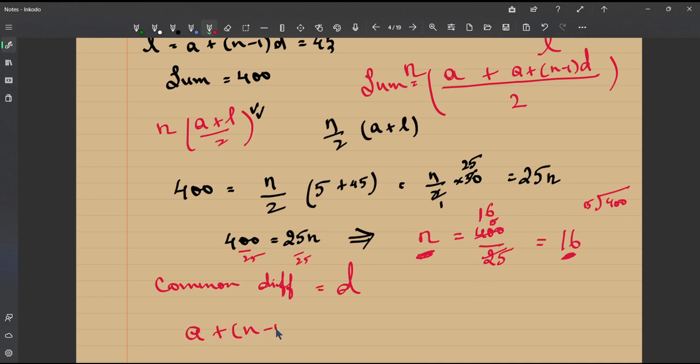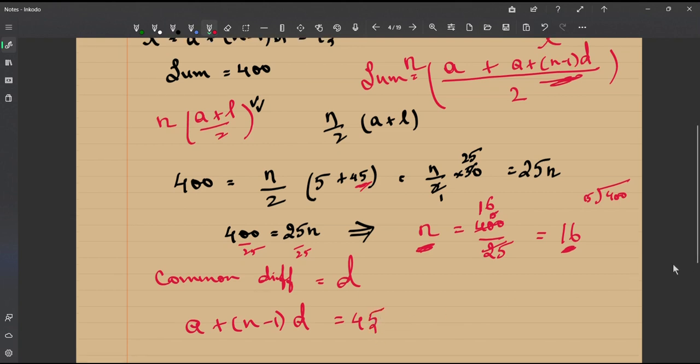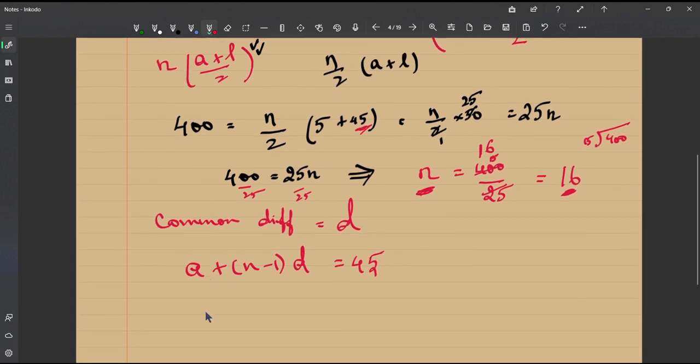It was already given to us, a plus n minus 1 d, that is what we substituted as 45, is equal to 45. And the first term was given to us in the beginning. So 5 plus n minus 1, n we have just found as 16, minus 1. So 16 minus 1 can be written as 15. So 5 plus 15d is equal to 45.